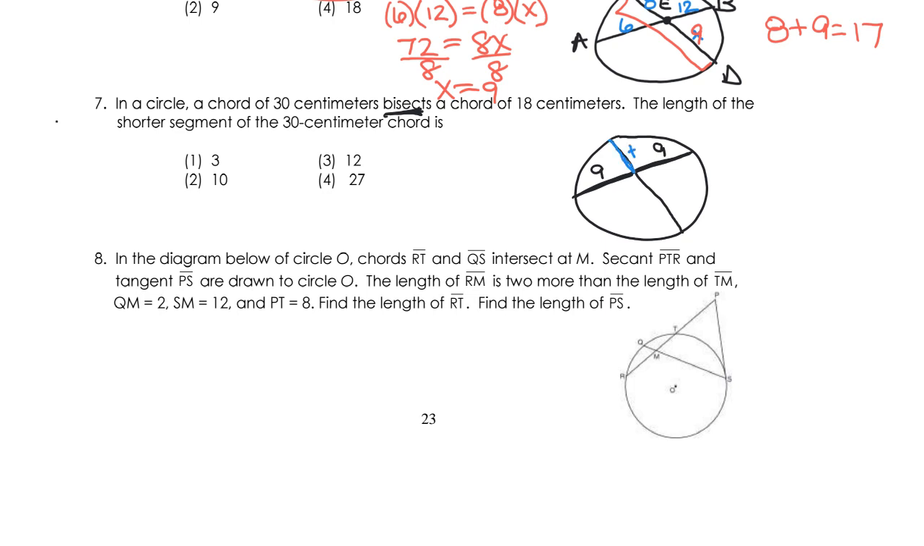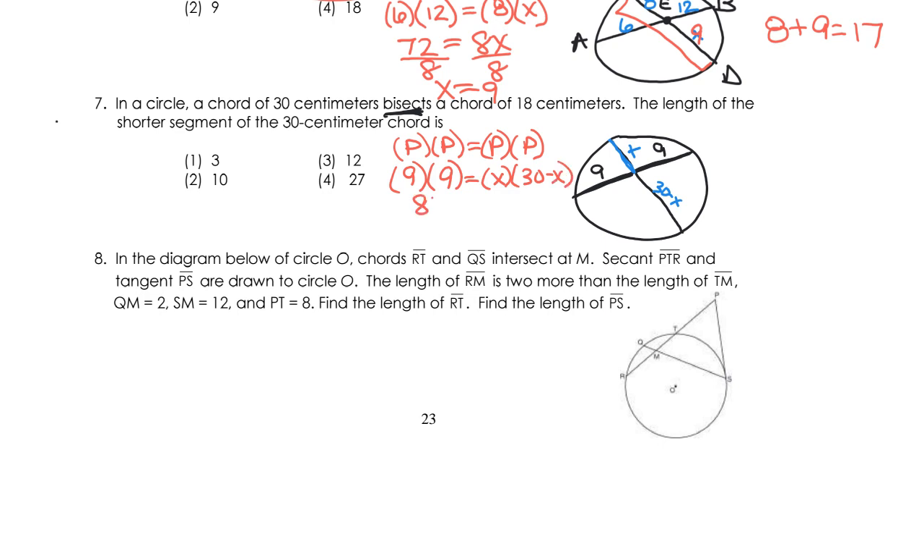So I'm going to call that X. And because this entire chord is a length of 30, I'm going to call this 30 minus X. We did that on one of the questions in the front, okay? And so now that I have my parts, remember the formula is part times part equals part times part. My one chord has 2 parts of 9, so 9 times 9. My other chord has 1 part X and the other part 30 minus X.